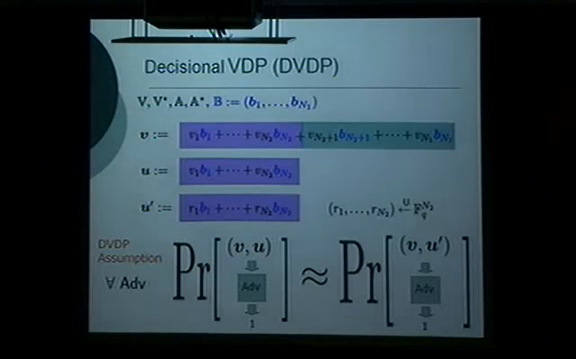The advantage of this problem assumption is that the probability of the adversary's output, given V, U and V, U prime, is almost the same.